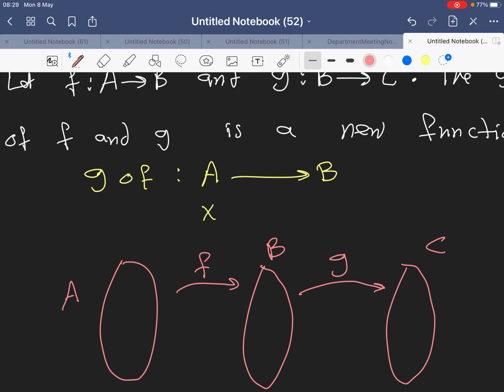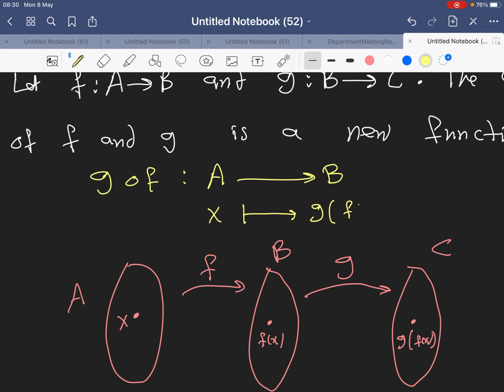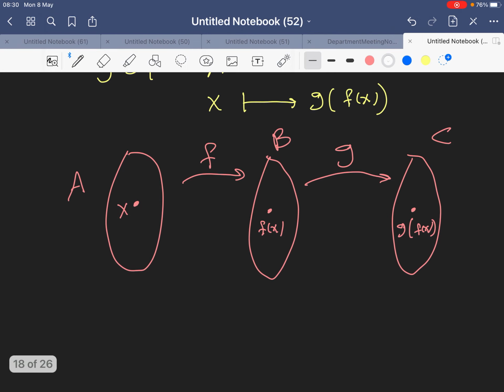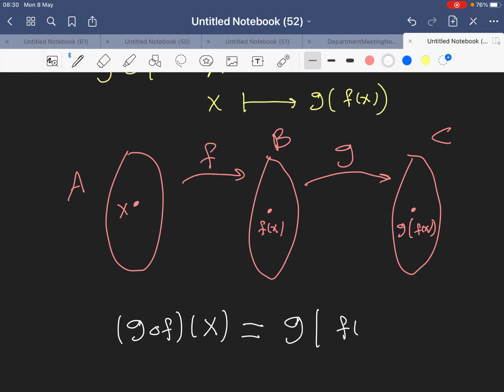It will take an input x, so as usual x will start from here. If we take it with f, it will go to f of x. If we take it with g, it will go to g of f of x. So here x would be mapped into g, and inside g we write f of x. This is the composition of functions, and this is how it works. If we just try to summarize it here, we write it as g circle f for an input x is equal to g, and then we write f of x inside it.